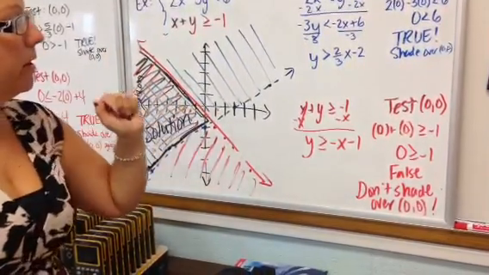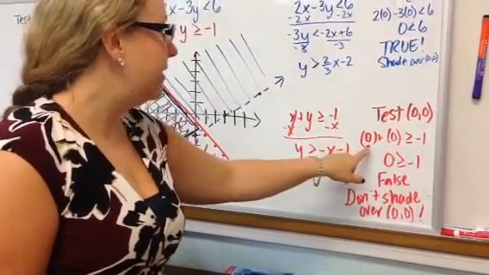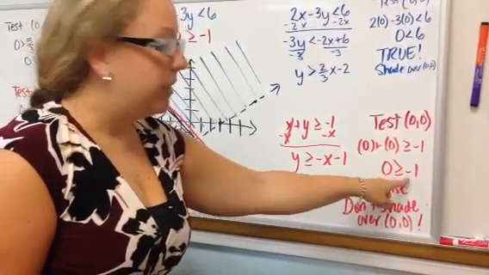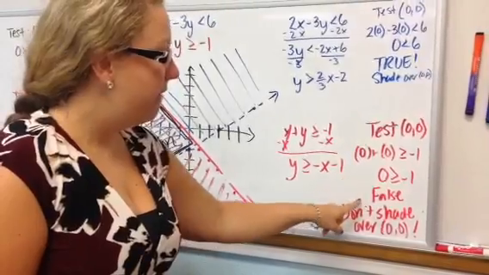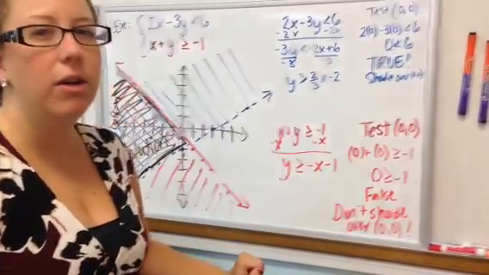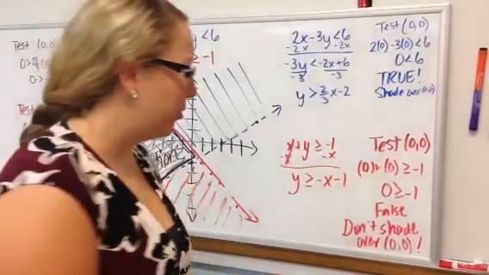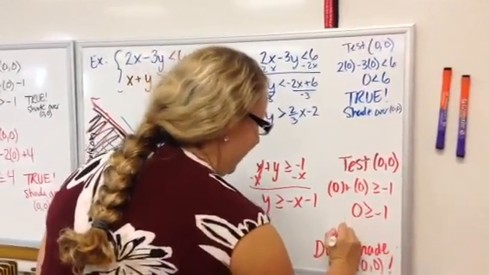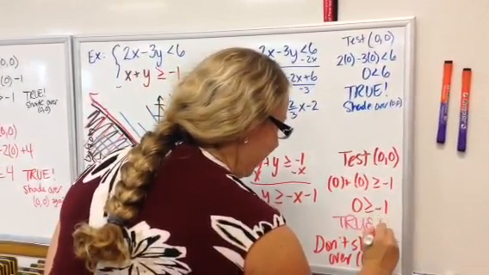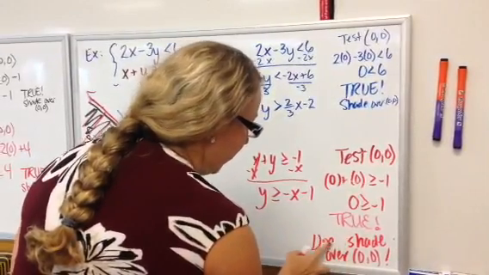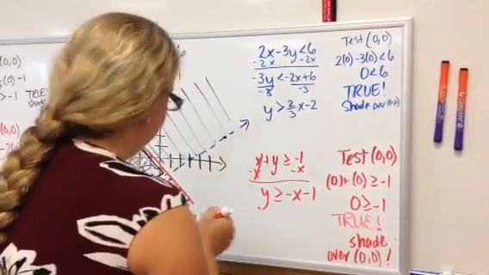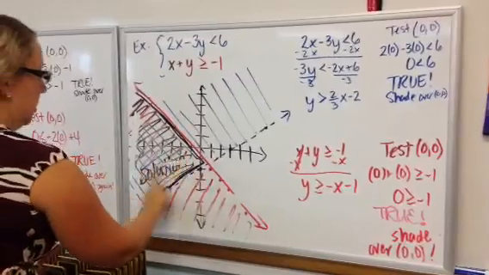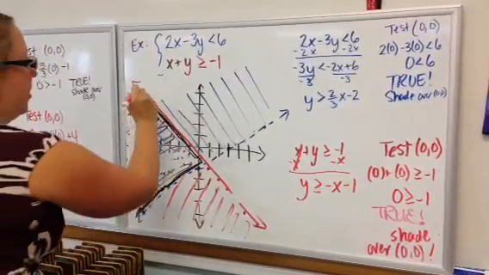Plugging in 0, 0, 0 for x, 0 for y, I get 0 plus 0 is greater than or equal to negative 1. 0 is greater than or equal to negative 1, which is false, so don't shade over 0, 0. Yeah, 0 is greater than negative 1 is true, so you do want to shade over. That's my mistake. So you want to shade over 0, 0. And since you want to shade over 0, 0, you want to shade everything this way.